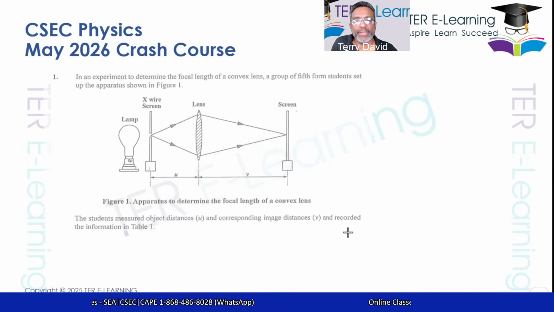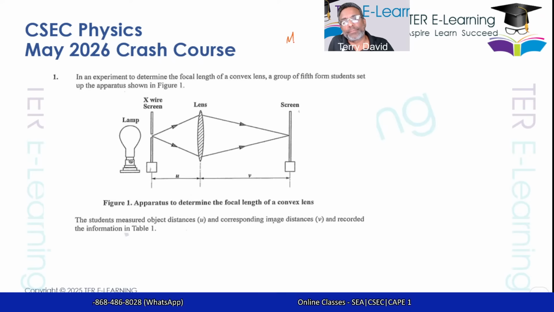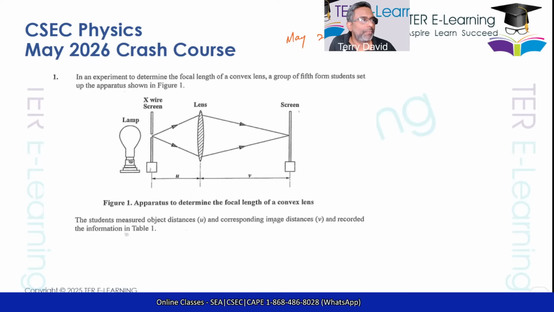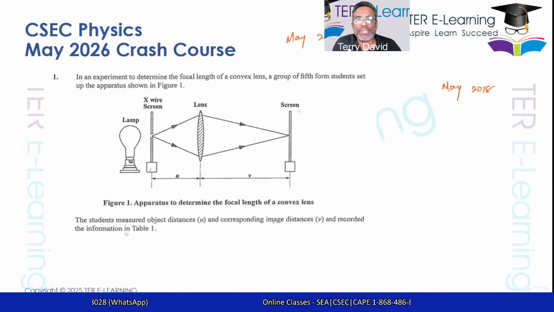Right, so this here is May 2018. Okay, so in this question we're going to use a lens, an XY frame, and a screen in order to determine the focal length of a convex lens. So basically what's happening here is that they are varying the distance of the object from the lens, and recording where the image is forming on the screen. So you have a table that contains image distance and object distance, and based on that, we're going to calculate the focal length.